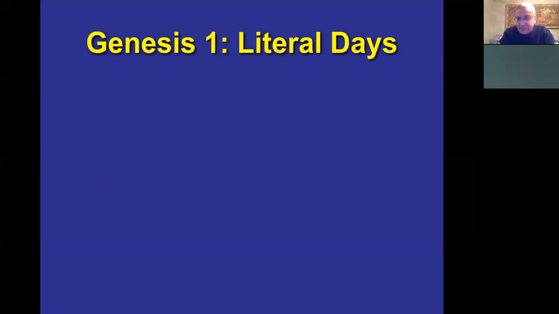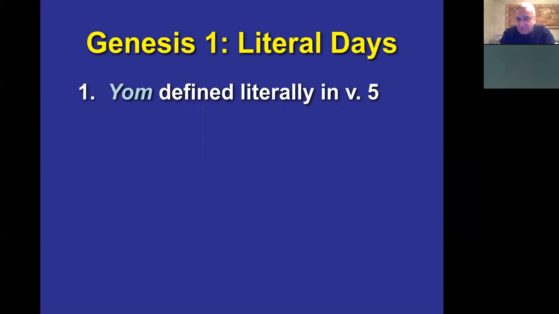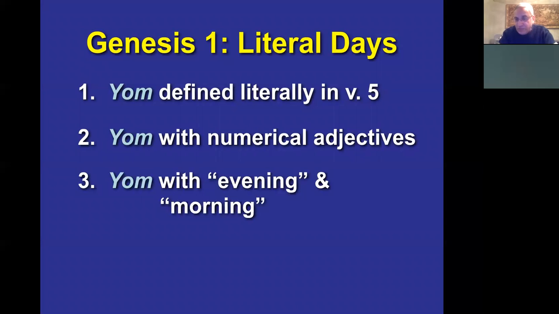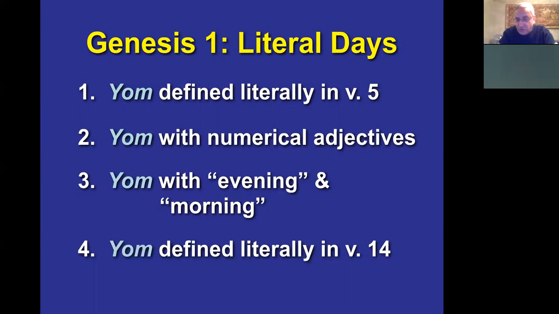Now, Genesis, literal days. Yom defined literally in verse 5, and Yom with a numerical adjective, that is number 1, 2, 3, that means 24 hours. Yom with evening and morning, that's 24 hours. Yom defined literally in verse 14. So the word Yom is exactly 24 hours.